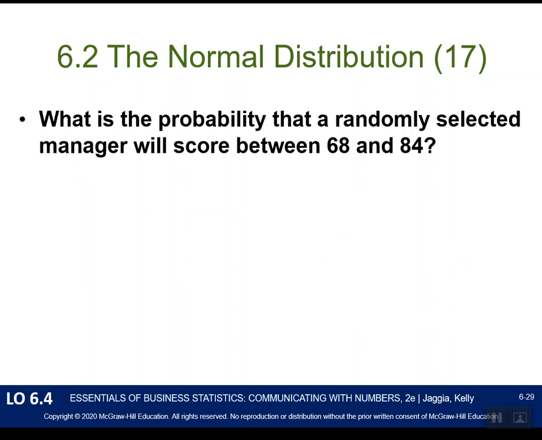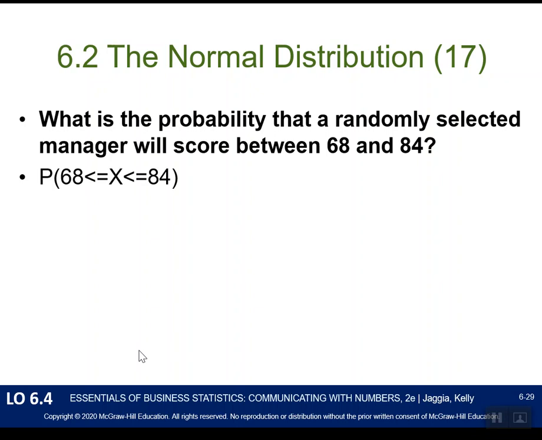All right, so let's look at a different question now. Using the same data, what is the probability that a randomly selected manager will score between 68 and 84%? Okay, so now we actually need to calculate two different probabilities. We need to calculate the probability that is less than 84, and then subtract from that the probability that is less than 68 so that we can get that middle value.